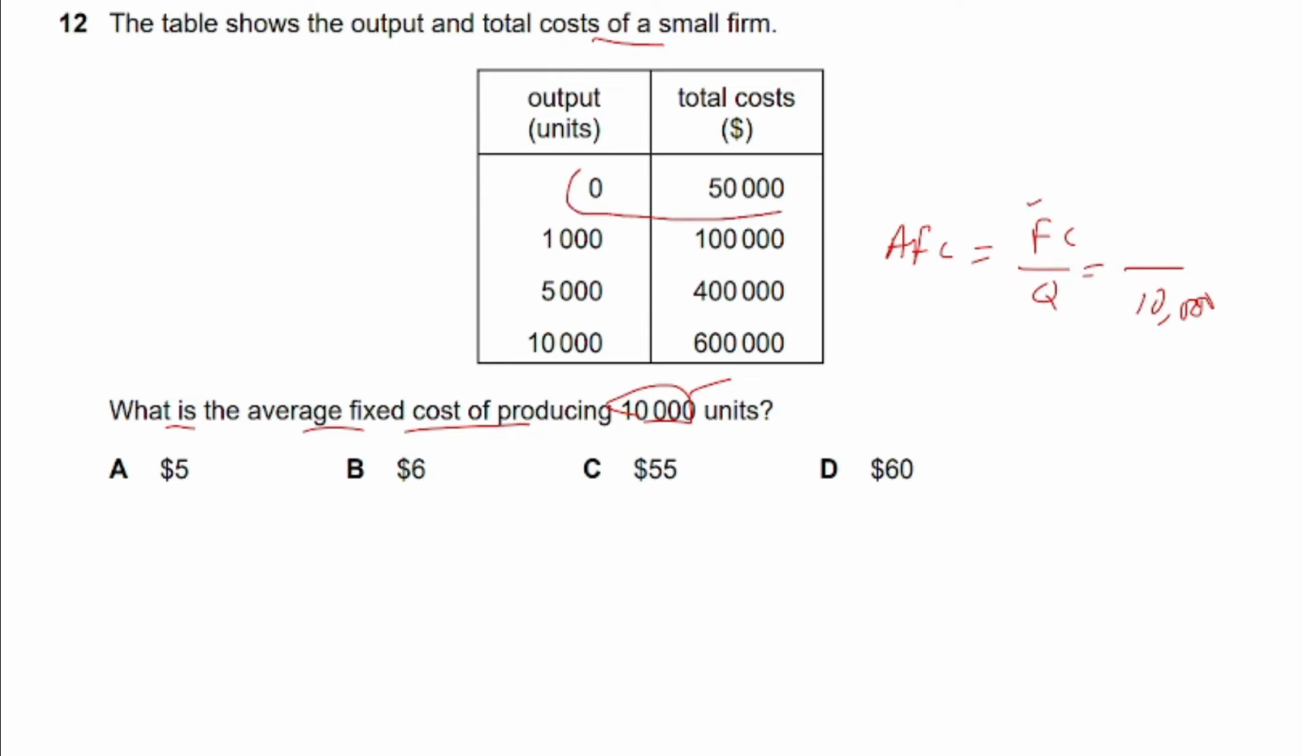Fixed cost is a cost which we have to pay at zero level of output. So 50,000 is the fixed cost. You can cancel out these zeros, so 5 over 1 is equal to 5. So $5 is the correct answer.